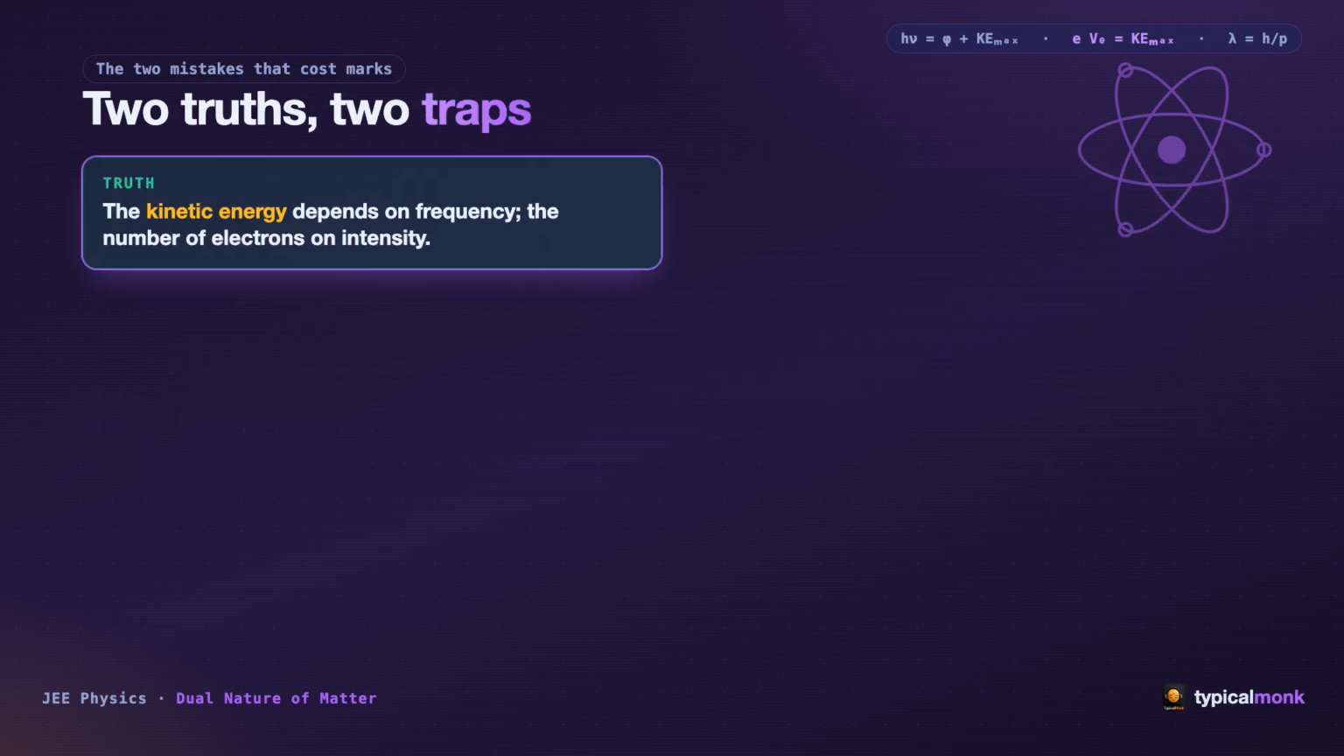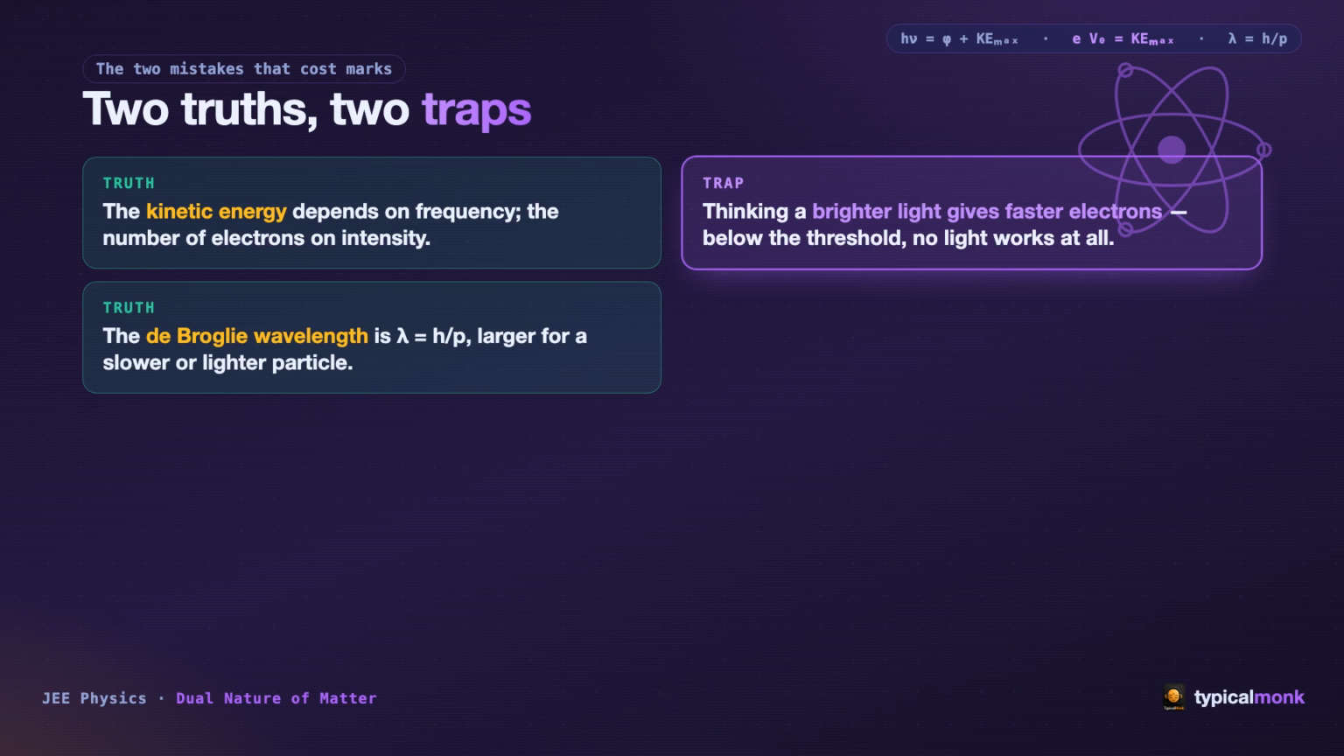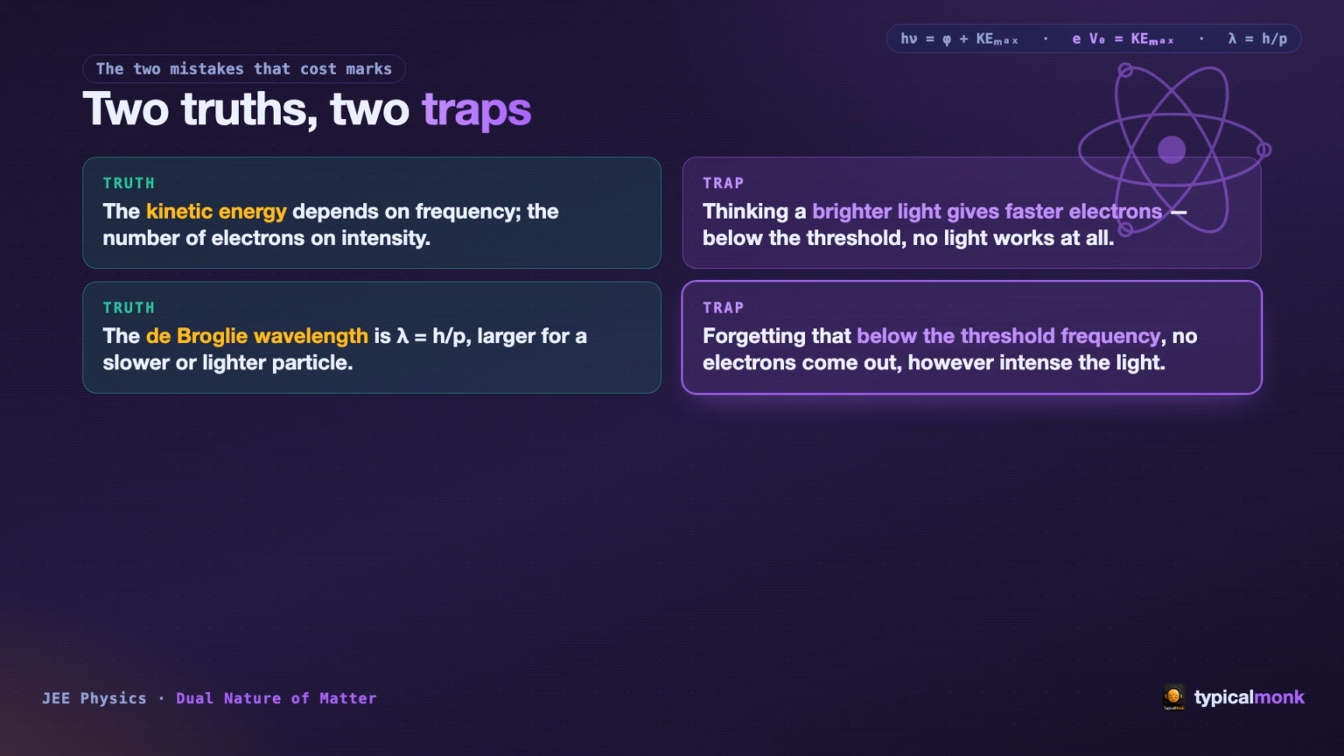Now the two mistakes that quietly cost marks. The truth: the kinetic energy depends on the frequency. The number of electrons depends on the intensity. The trap: thinking a brighter light gives faster electrons, and forgetting that below the threshold, no light works at all. The second truth: the de Broglie wavelength is lambda equals h over p. It is larger for a slower or a lighter particle. The second trap: forgetting that below the threshold frequency, no electrons come out, however intense the light.